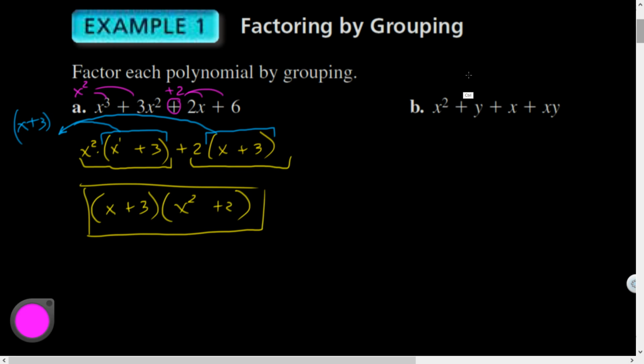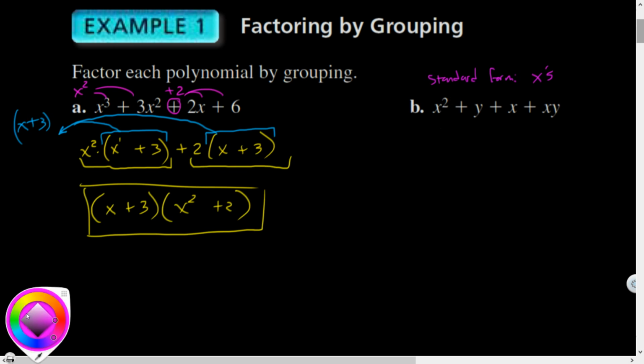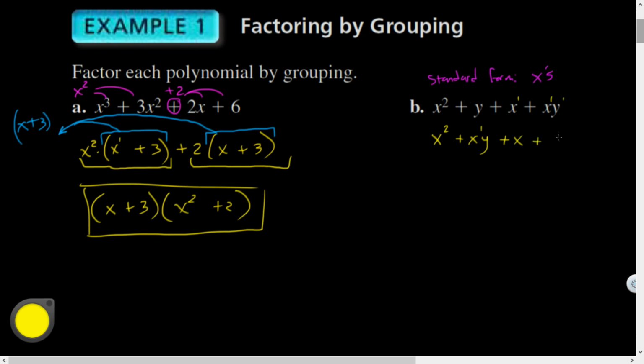Actually, let's write this in standard form. Sorted by x is the way I'm going to sort it. So x squared would be my first term. The next highest degree polynomial is going to be this xy term, because 1 plus 1 is 2, so I'm going to write plus xy. And then I'll write the x, and then this y had 0 x's, so it's going to go last.